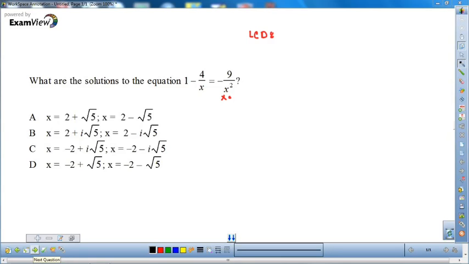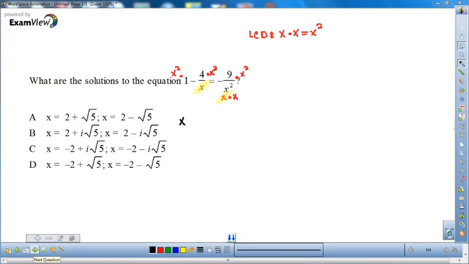So x squared, I can rewrite that as x times x. So my least common denominator is what they have in common. So they both have an x, plus what they don't have in common. So my least common denominator is x squared. So I'm going to go ahead and multiply everything by x squared.